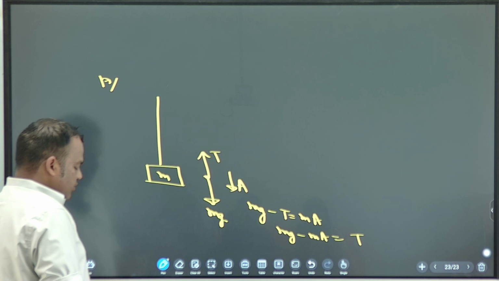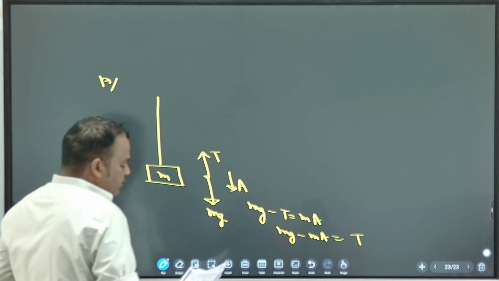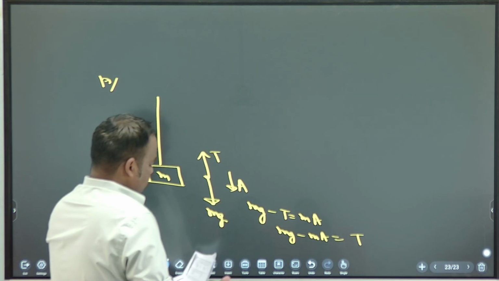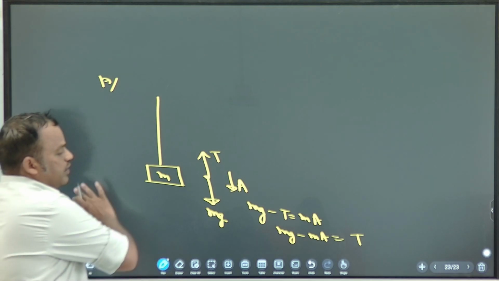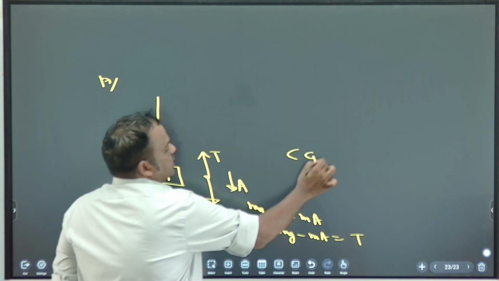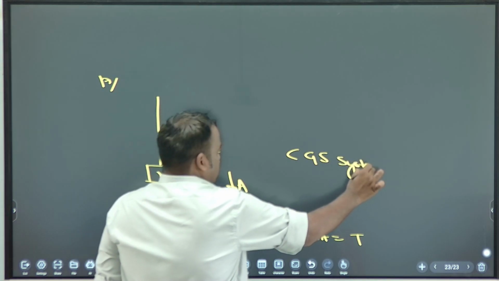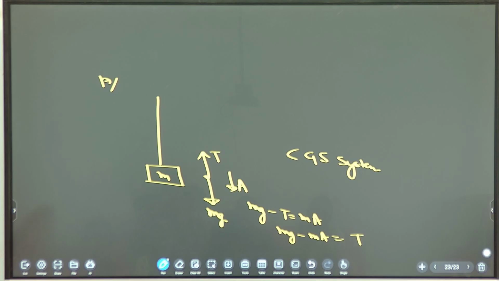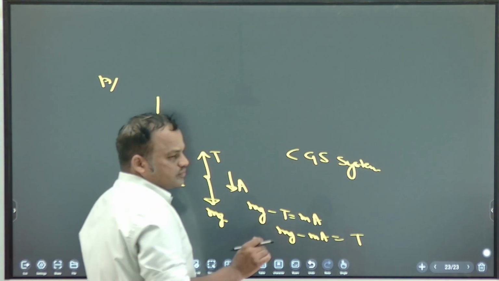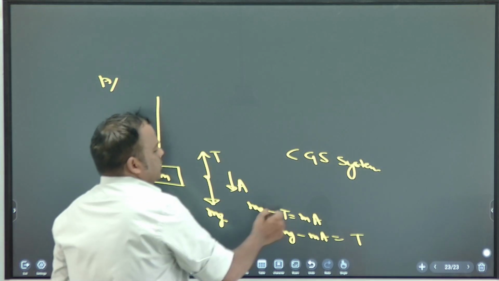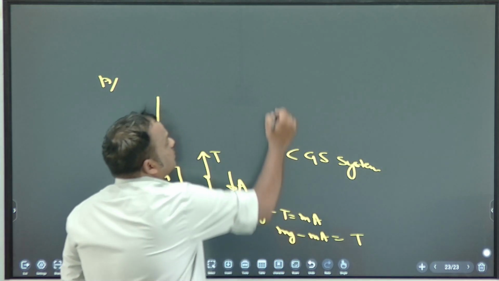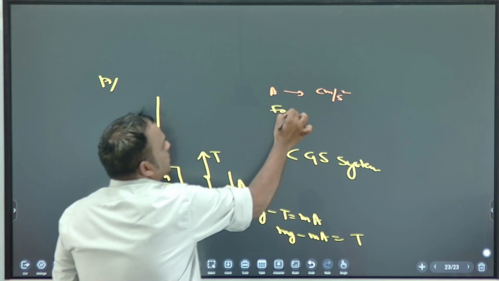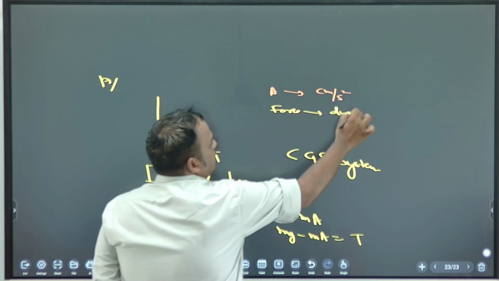Now what is the value of g? 980, and mass is 10 gram. Everything is CGS. You know the CGS system? What is the unit of mass in CGS? Gram. Length? Centimeter. Good. So acceleration will be centimeter per second square. Force will be dyne, right? Dyne.